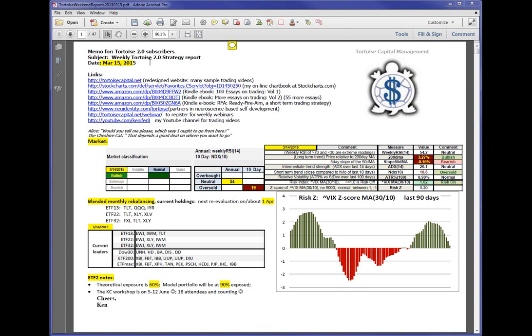Okay, so here we go. This is the weekend Tortoise report review for March 15th, 2015.